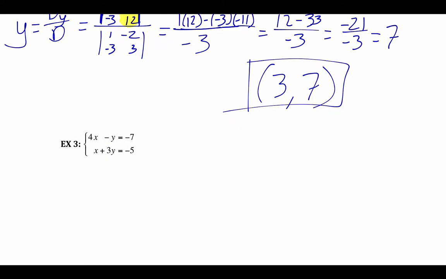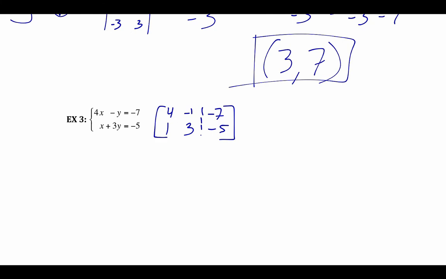For our last example, we're going to do a similar thing. Again, I'm just going to write the augmented matrix. We've got 4, negative 1, negative 7. And then our second row is 1, 3, negative 5. So for our x's, again, it's d sub x over d. I tend to do the denominator first just because it's the left side of that augmented matrix. It's 4, negative 1, 1, 3.